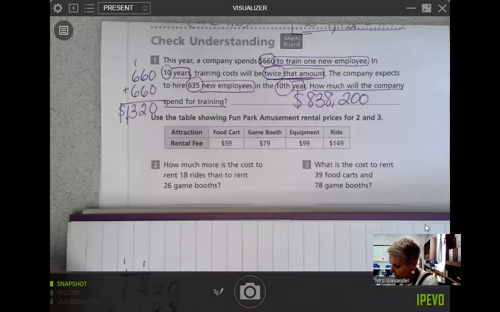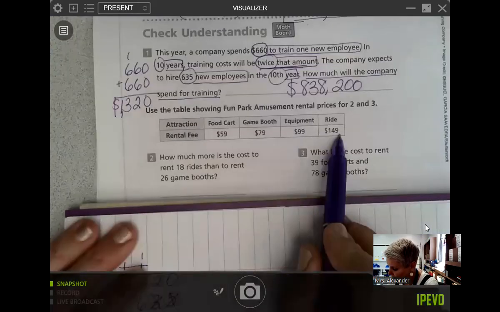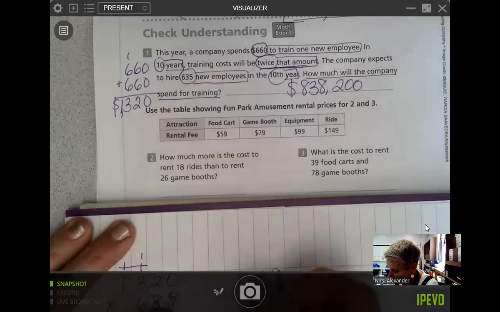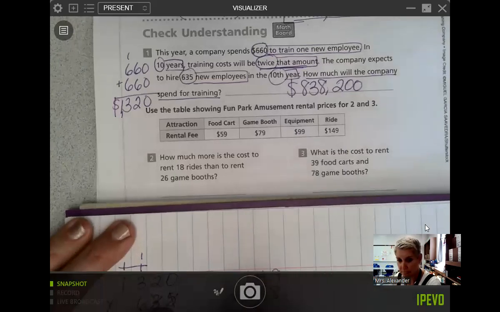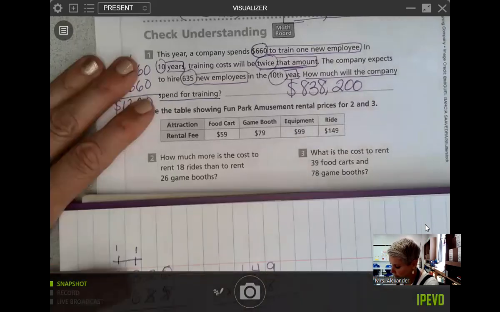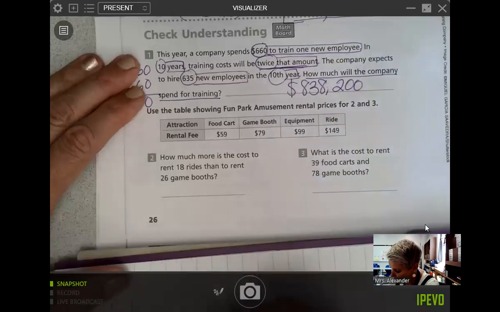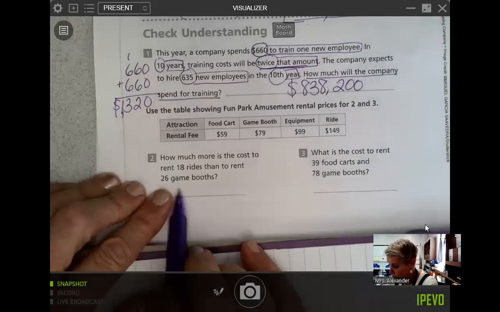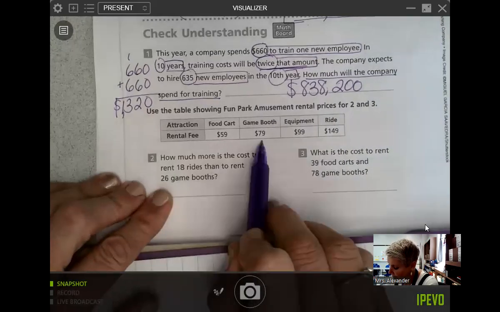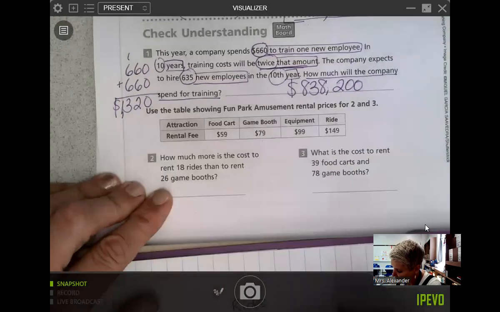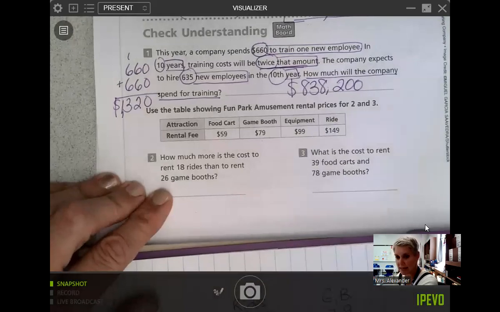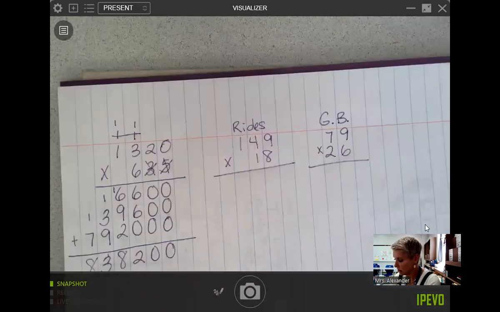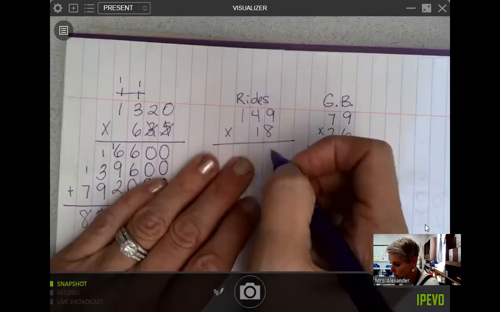So I have 18 rides. The rides are $149 times 18. That's going to tell me the amount for the rides. I'm going to label this for myself because I'm also going to write down if there are 26 game booths that are renting, those are $79. So I'm going to do $79 times 26. And that's going to show me, just like in class, we'll abbreviate that game booths. All right. So rides, let's do this work.